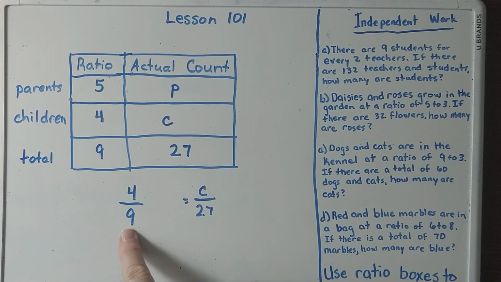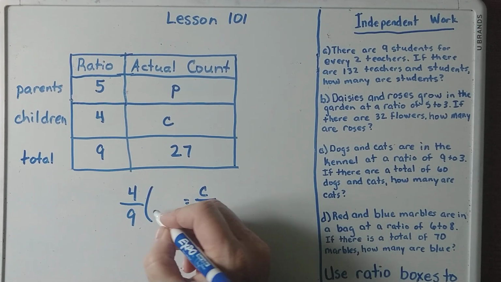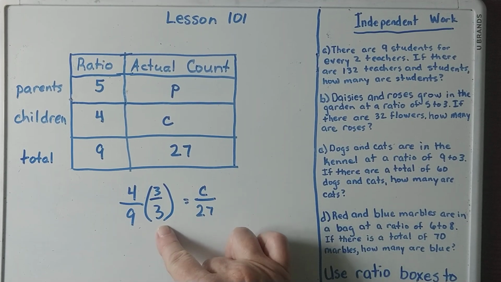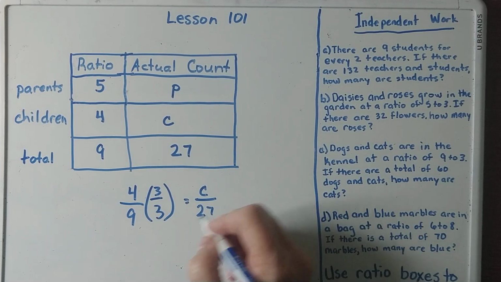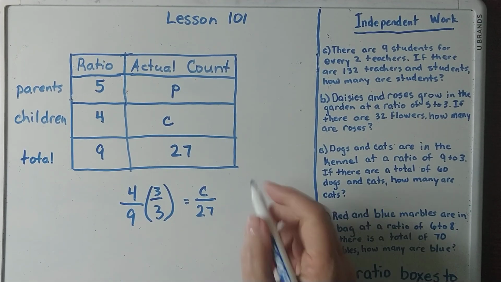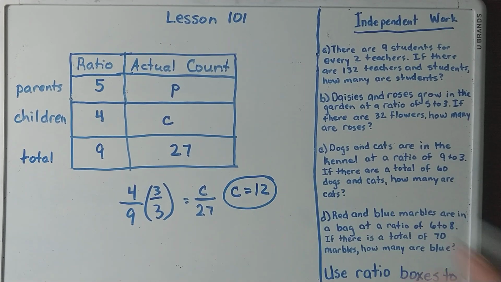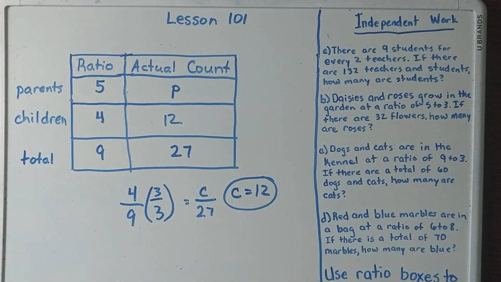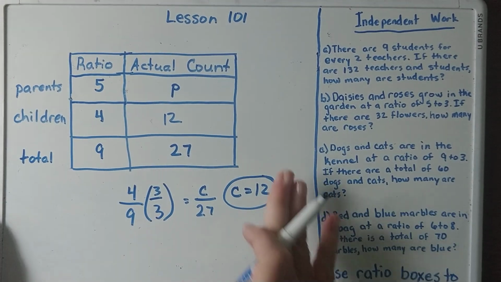Okay, so what do we multiply 9 by to get 27? So we multiply 9 by 3 to get 27. And we know that if we multiply the bottom by 3, we have to multiply the top by 3. So we know 9 times 3 is 27. 4 times 3 is what? So there would be 12 children. And using that formula, we could find out how many parents there were, or we could just subtract.